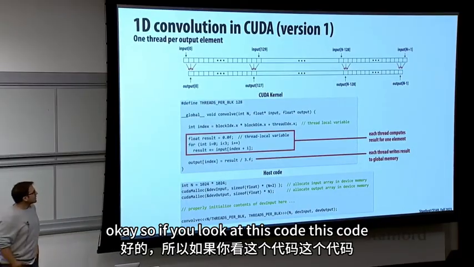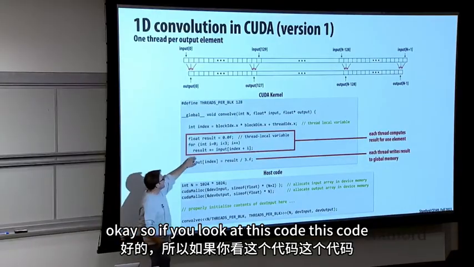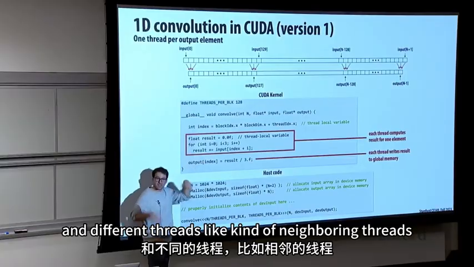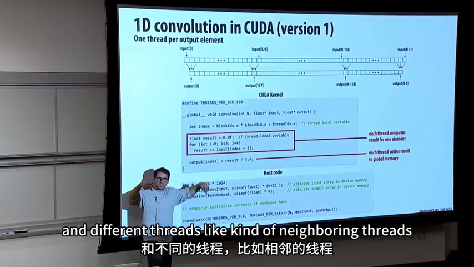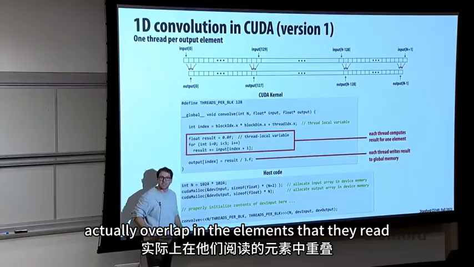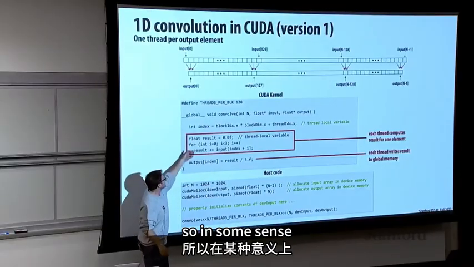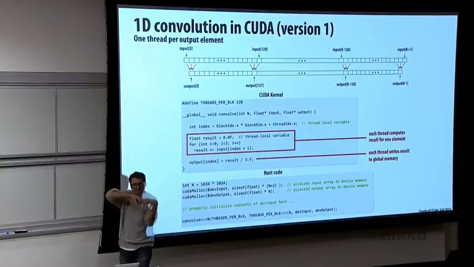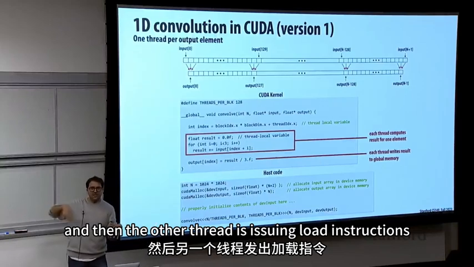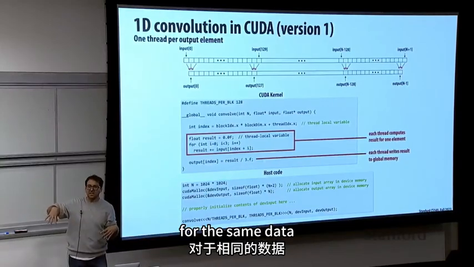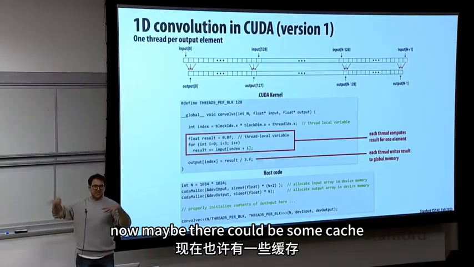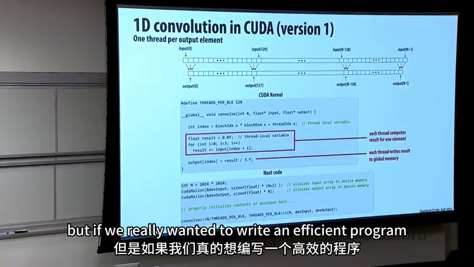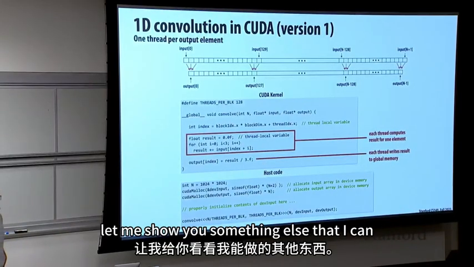Okay. So if you look at this code, every thread reads 3 elements, and neighboring threads actually overlap in the elements that they read. So in some sense, this thread is issuing load instructions for data, and then the other thread is issuing load instructions for the same data. Now maybe there could be some cache hits to amplify that, but if we really wanted to write an efficient program, let me show you something else that I can.